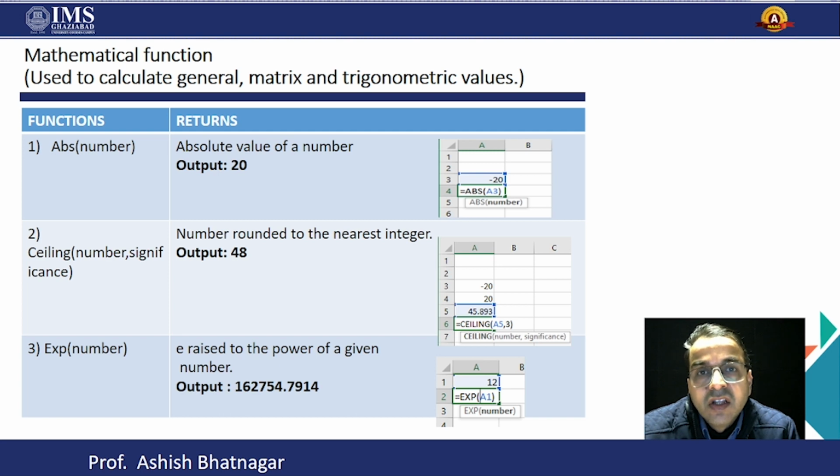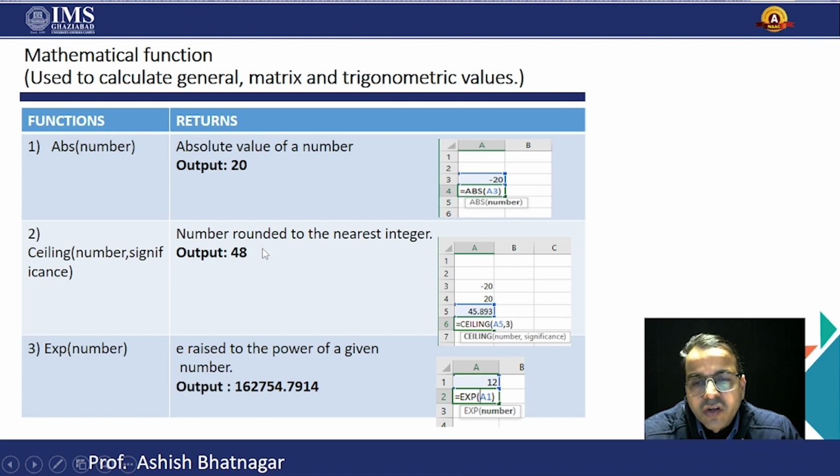Next one is the ceiling function. Ceiling means the number is rounded up to the nearest integer. For example, if you have floating numbers and I want to convert this floating number into the ceiling one, I mean I want to round it to the nearest integer, for this we use the ceiling function. You have to define CEILING in MS Excel. Ceiling has two arguments. First is the number, second is the significance.